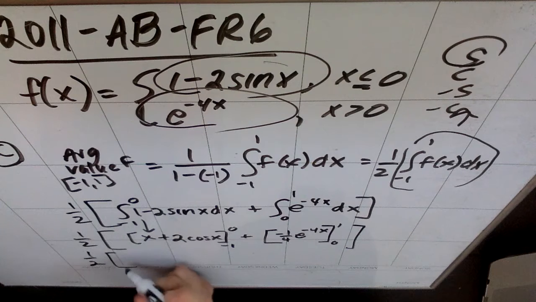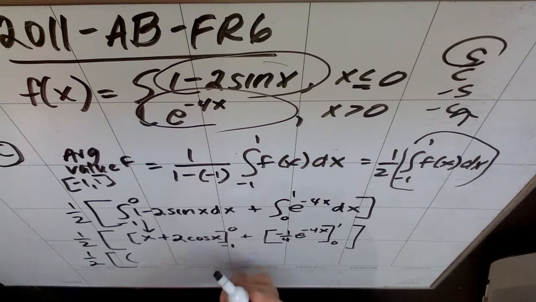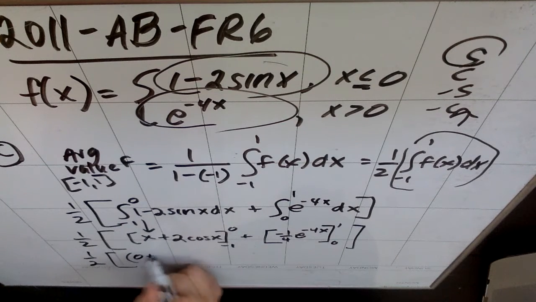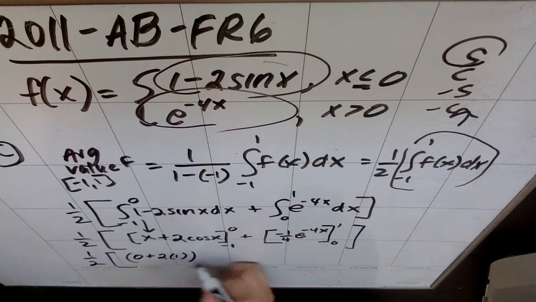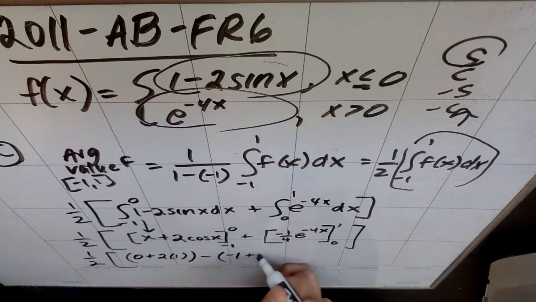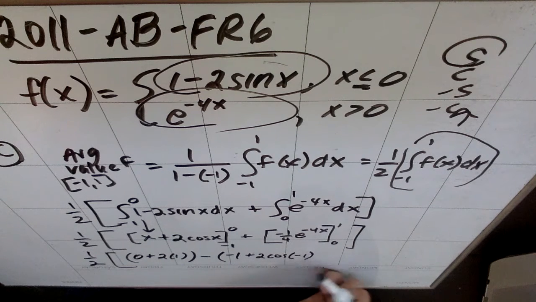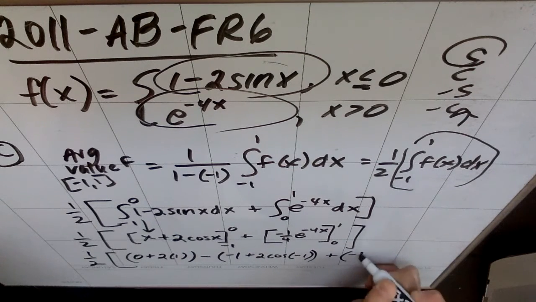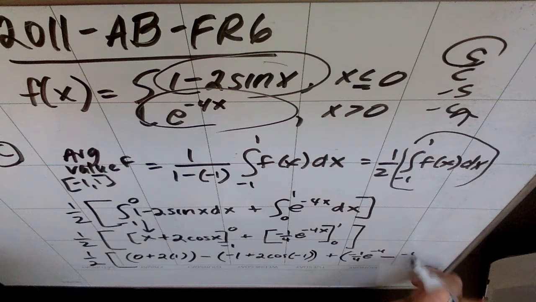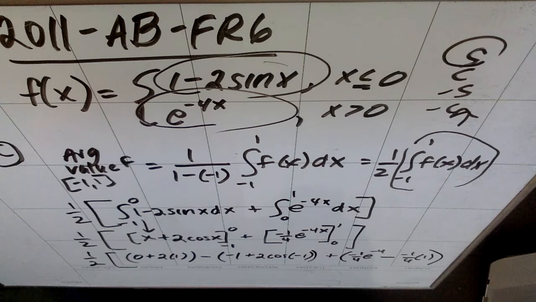So I'm going to get a 1/2 in front of. When I plug in 0, be careful, because sometimes when we plug in 0, we think, oh, things just go away, but not when there are cosines and e's. So I get 0 plus 2 times 1, because that's what cosine of 0 is, right? Minus -1 plus 2 cosine of -1, which, by the way, you're leaving as cosine of -1, because that's not a number that you're able to find. Plus, over here, when I plug in 1, I'm going to get -1/4 e to the -4th. Minus, when I plug in 0, I'm going to get -1/4 times 1, because that's what e to the 0 is. So I have this entire ridiculous, ugly monstrosity.